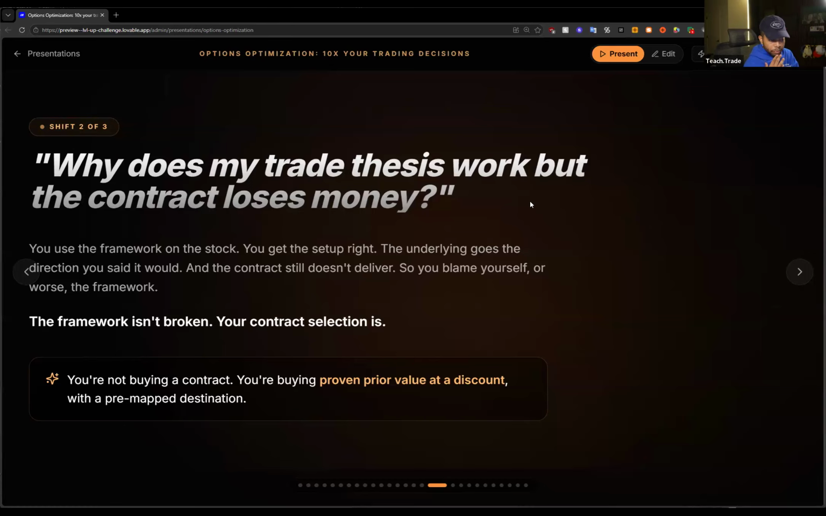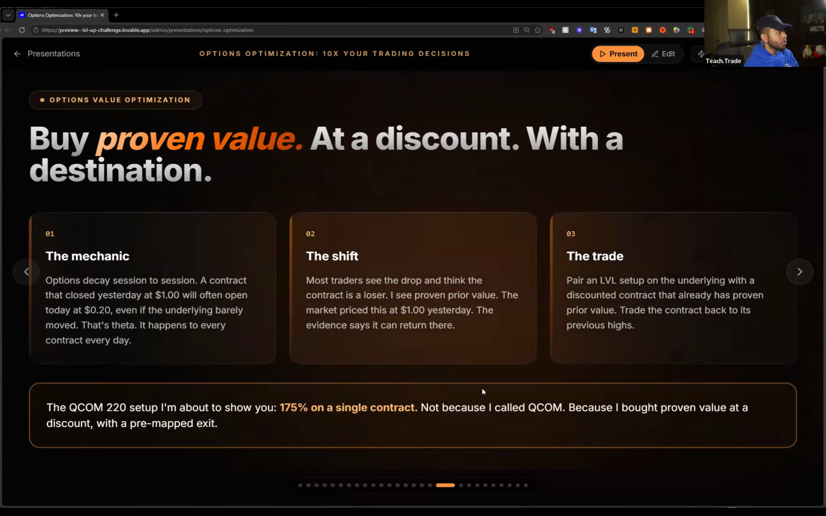A lot of traders see the contract decay and they'll say, I'm just going to move on. That's a losing trade and it's not worth my time.